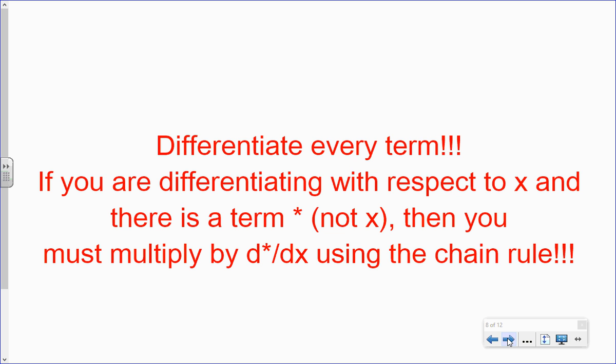If your term has an s, ds dx. If your term is a q, dq dx. I don't care what it is, but if you are differentiating with respect to x, and you have a term that does not have an x, it is a different variable, you have to apply that chain rule when you take the derivative. Okay? In this section today, I think you're only going to see y's.